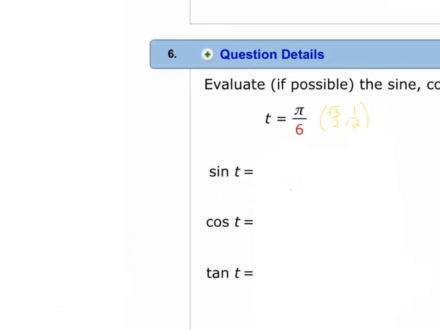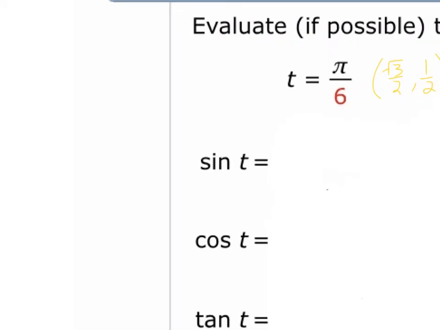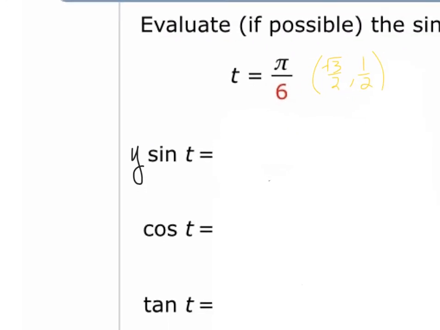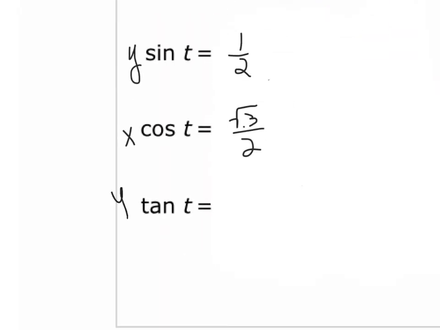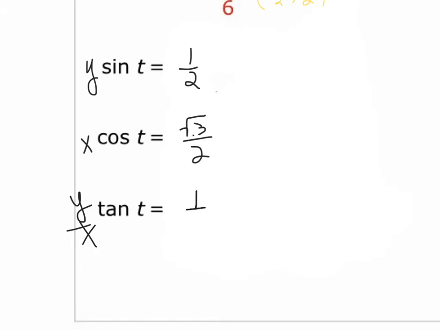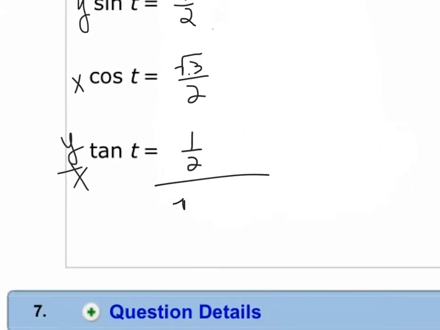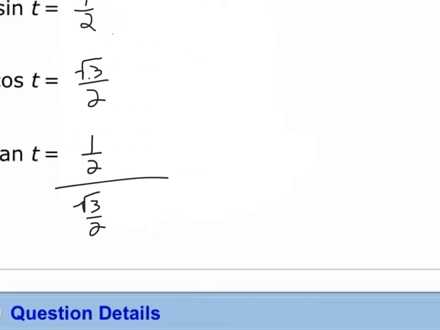So remind yourself again, sine is what value? The y. So what's the y value here? 1/2. Good. Cosine is what value? Root 3 over 2, it's our x. And then my tangent is when we have to do a tiny little bit of work. It's y over x. So it's 1/2 divided by root 3 over 2.